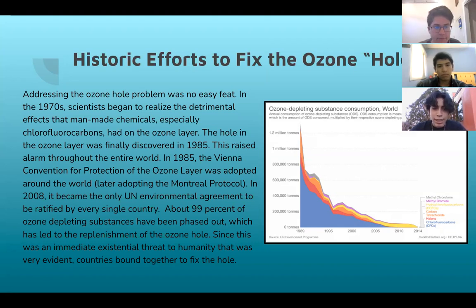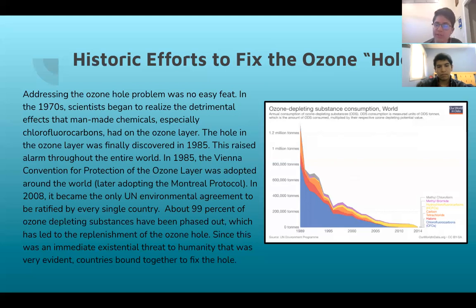In 1985, the Vienna Convention for Protection of the Ozone Layer was adopted around the world, later adopting the Montreal Protocol. In 2008, it became the only UN environmental agreement to be ratified by every single country. About 99% of ozone-depleting substances have been phased out, which has led to the replenishment of the ozone hole. Since this was an immediate existential threat to humanity that was very evident, countries bound together to fix the hole, which is why the efforts to fix it were so successful.